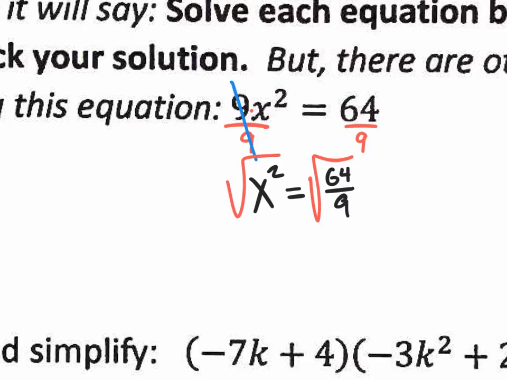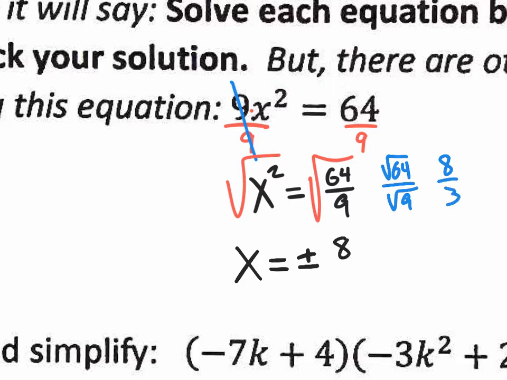Okay. Now, right here, I take the square root of both. Remember that when you do take the square root, now you're just going to have x, but you need to put a plus or minus in front of your answer. That's always the case. Whenever you apply a square root in an equation, you have to put a plus or minus in front of your answer. Now, the square root of 64 over 9, that could easily be done by splitting the square root to the top and splitting the square root to the bottom. And it's going to be 8 over 3, and that's it. So your answer is x equals plus or minus 8 over 3.